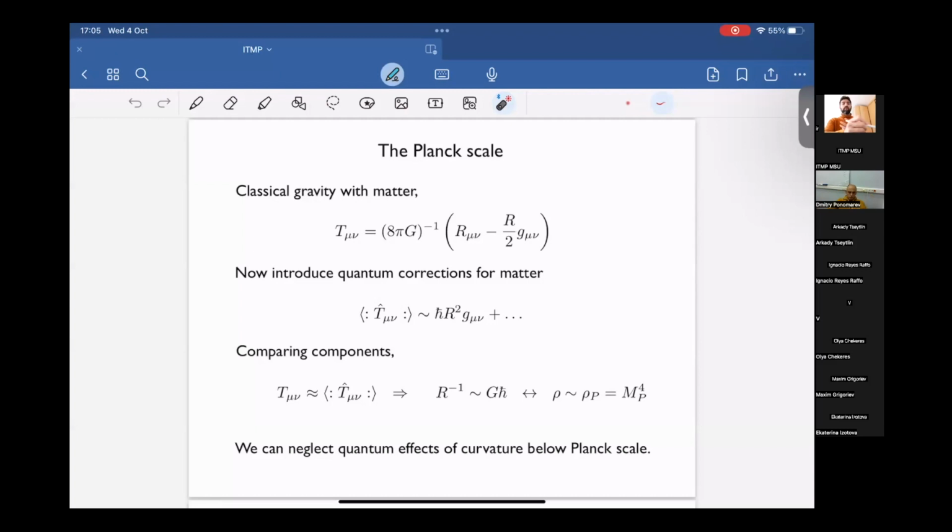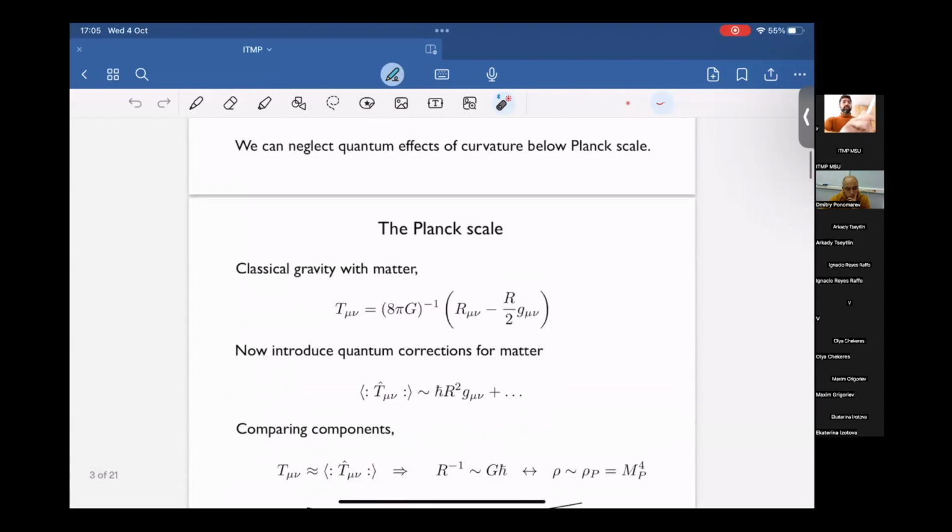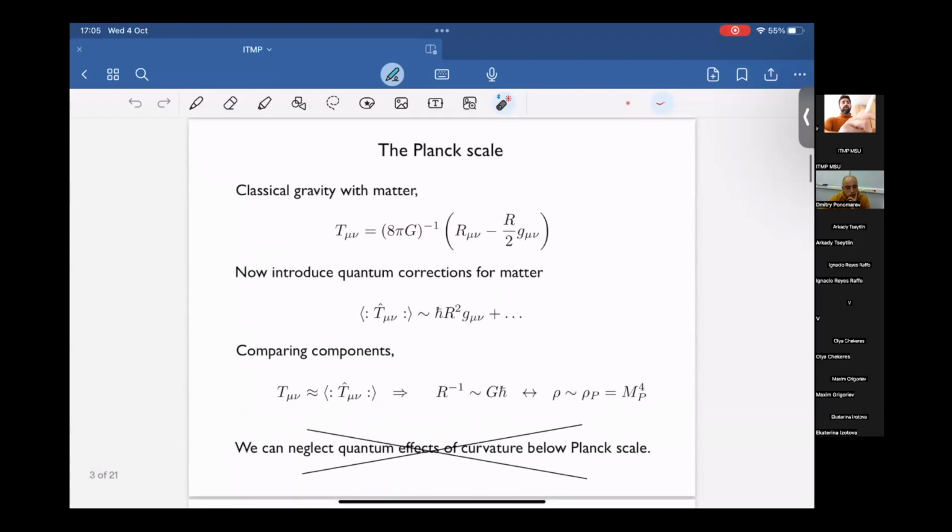So people normally use this as an argument to say that we can neglect the effects of quantum field theory in curved spacetime if we are much below the Planck scale. This argument is very, very simple, and the fact that it is so simple doesn't prevent it from being wrong.